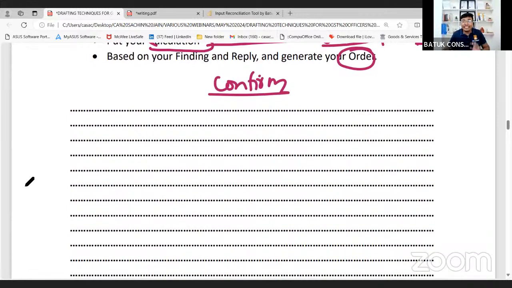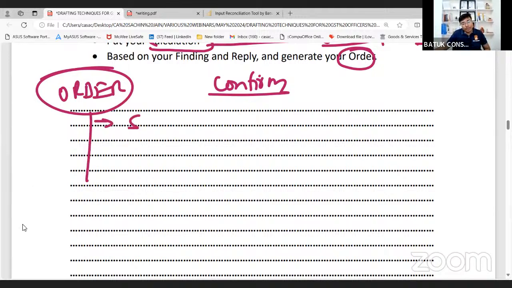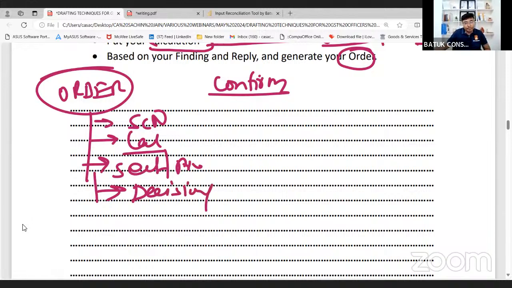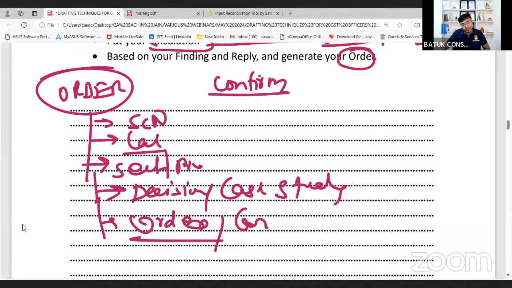So basically in each and every scenario, when you will draft the order, at that time first you have to take the para of the SCN. Then if there will be any calculation, there will be any reference of section and provision. If possible, there will be any favorable decision or case study. And last, your order. That means confirmation of demand.